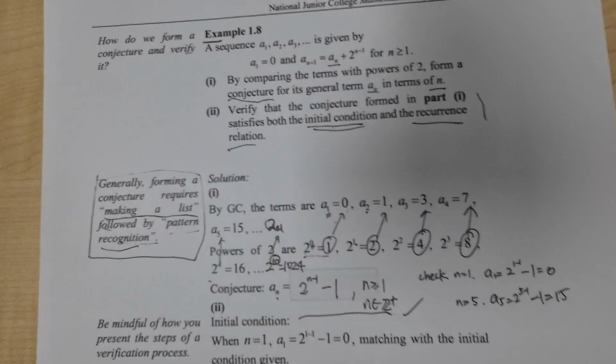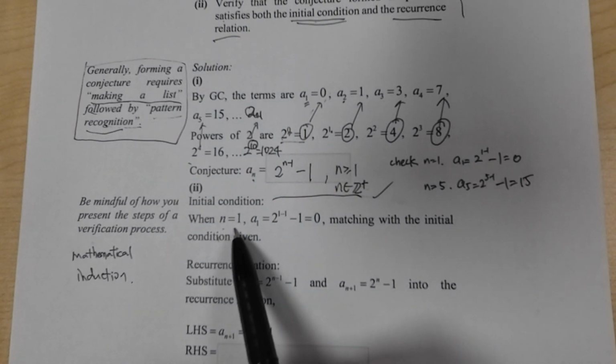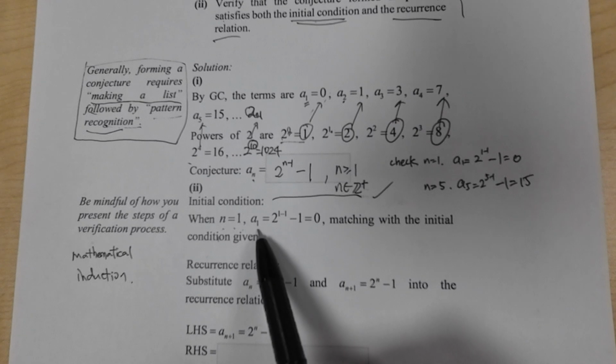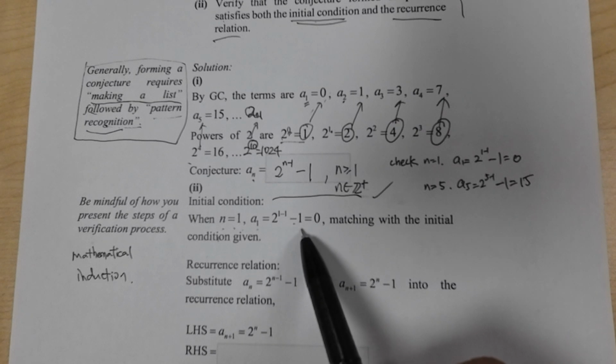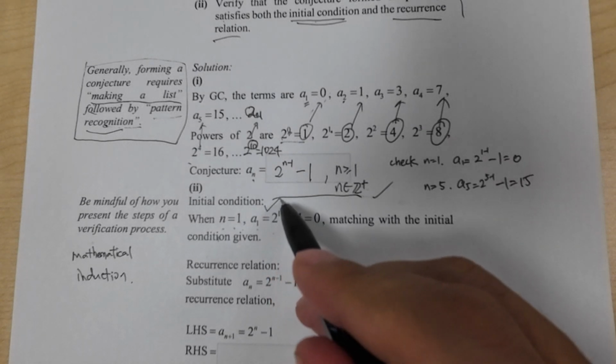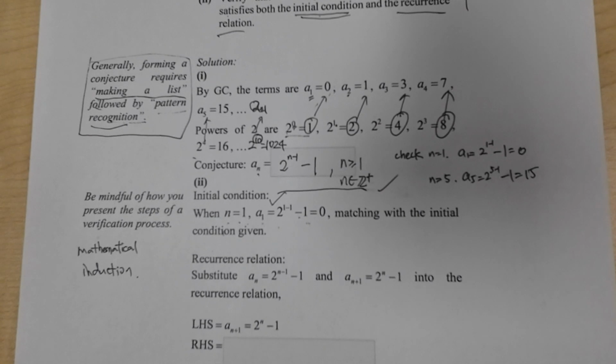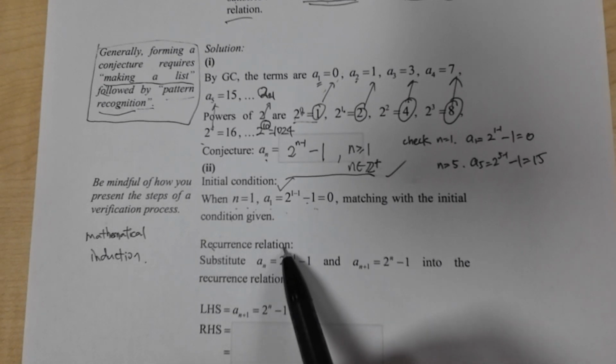Okay, so to check whether the conjecture works for the first term, we'll just let n equal to 1, and based on the conjecture, the value of a1 should be 0, right, which is the same as the initial condition given. Okay, so we are done with the initial condition. Now the slightly more challenging part is we need to verify the recurrence relation. So how do we verify the recurrence relation?